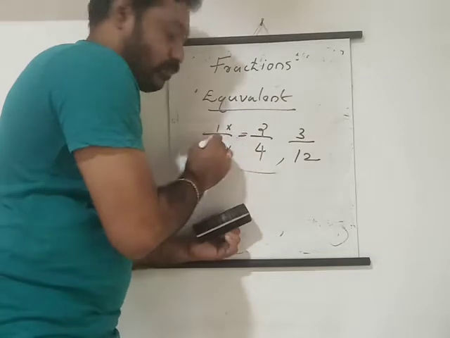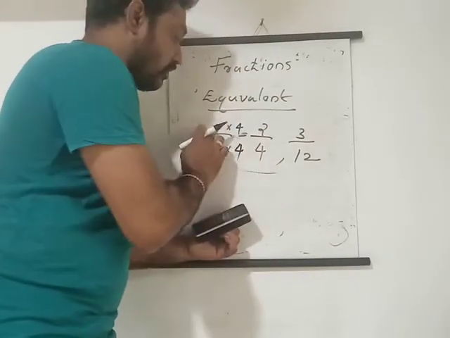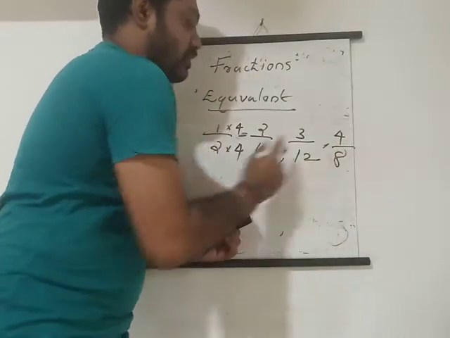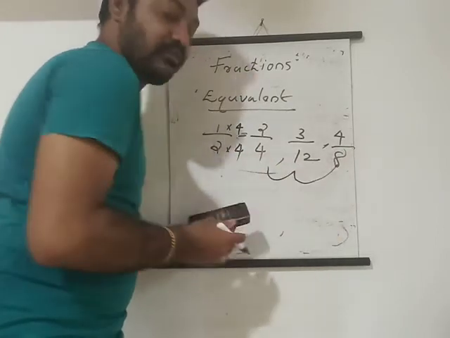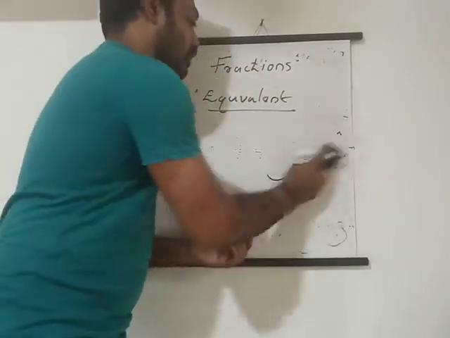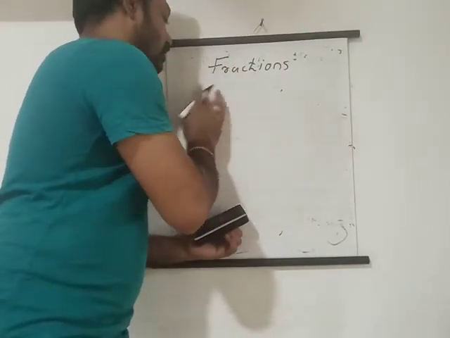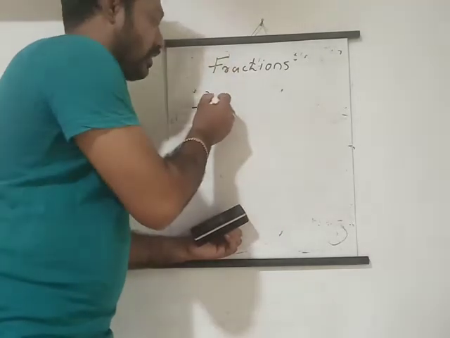Here the numerator I am multiplying by 4, the denominator by 4. Then 1 into 4, 4 on the denominator, 2 into 4, what? 8. These are 2 by 4, 3 by 12, 4 by 8. These all are equivalent fractions of this number. Okay, one more example: 2 by 5, equivalent fractions.